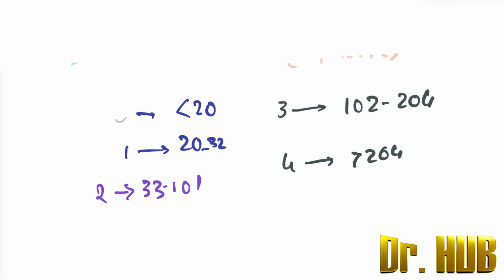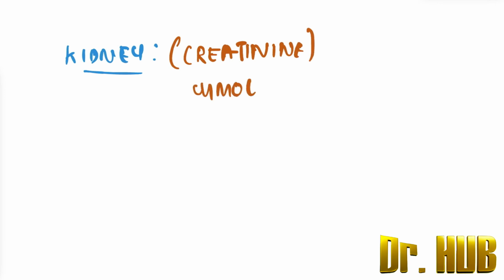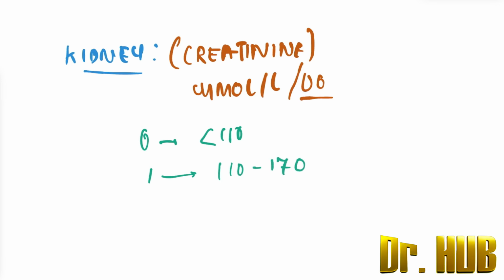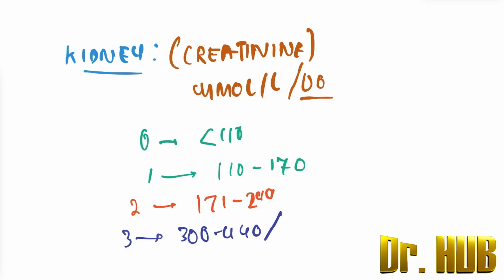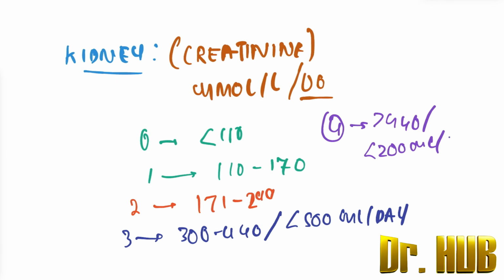Next, we move on to the kidney. So here in kidney, it is creatinine, and this will be in millimole per liter, or the urine output. In terms of grade 0, it is going to show less than 110, and 1 means it is 110 to 170. 2 indicates it is 171 to 299. Then moving on to grade 3, it is going to include 300 to 440 or less than 500 ml per day. Now moving on to grade 4, it is going to be greater than 440 or less than 200 ml per day.